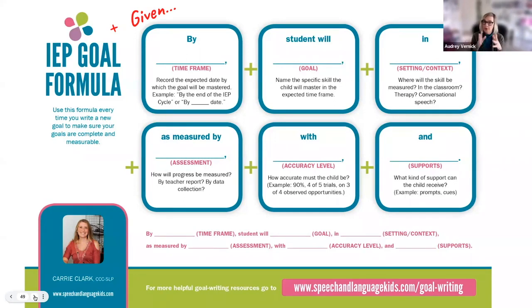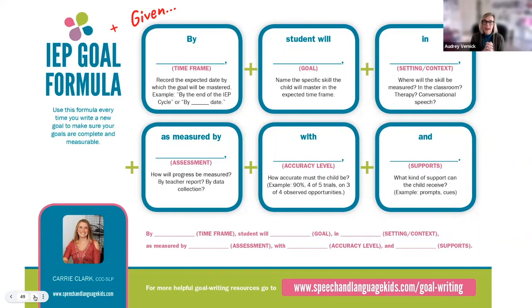in the classroom setting, or maybe it's across all settings, as measured by, how are they measuring it? Are they using an assessment they made up? Are they using observation? Are they using a benchmark assessment that is a published thing that you can look at and understand? And then accuracy level.